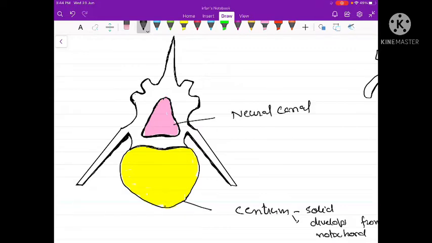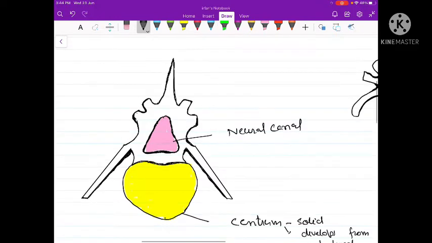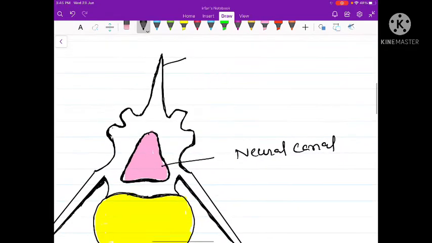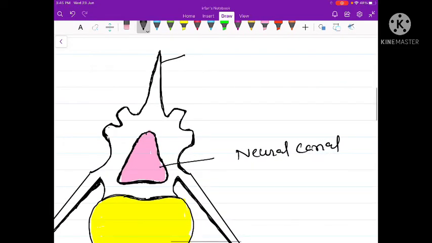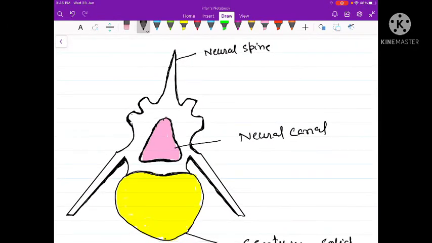Apart from the neural canal, there are several processes present. A typical vertebra has 7 processes surrounding this neural canal. So these processes include, number one, a medially placed neural spine. This is a spine-like structure called the neural spine. So here is the neural spine. This is medially placed.